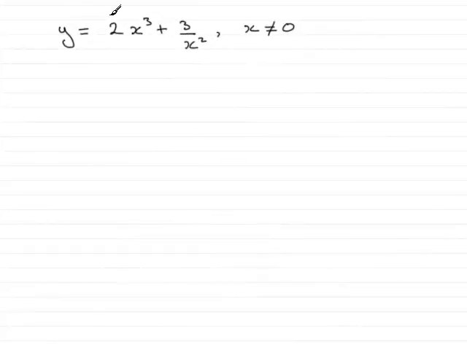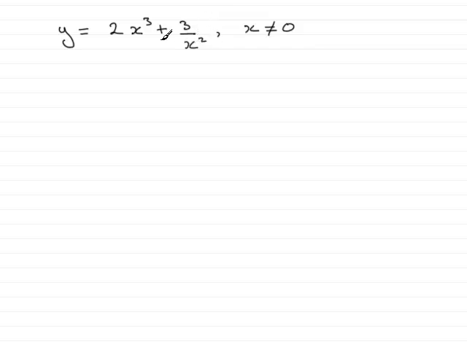Now we're given then that y equals 2x cubed plus 3 over x squared, where x is not equal to 0. And we're asked to find dy/dx. x, by the way, can't equal 0, just in case you're wondering, because if you divide anything by 0, it's an undefined result. Okay, so how do we differentiate this with respect to x?